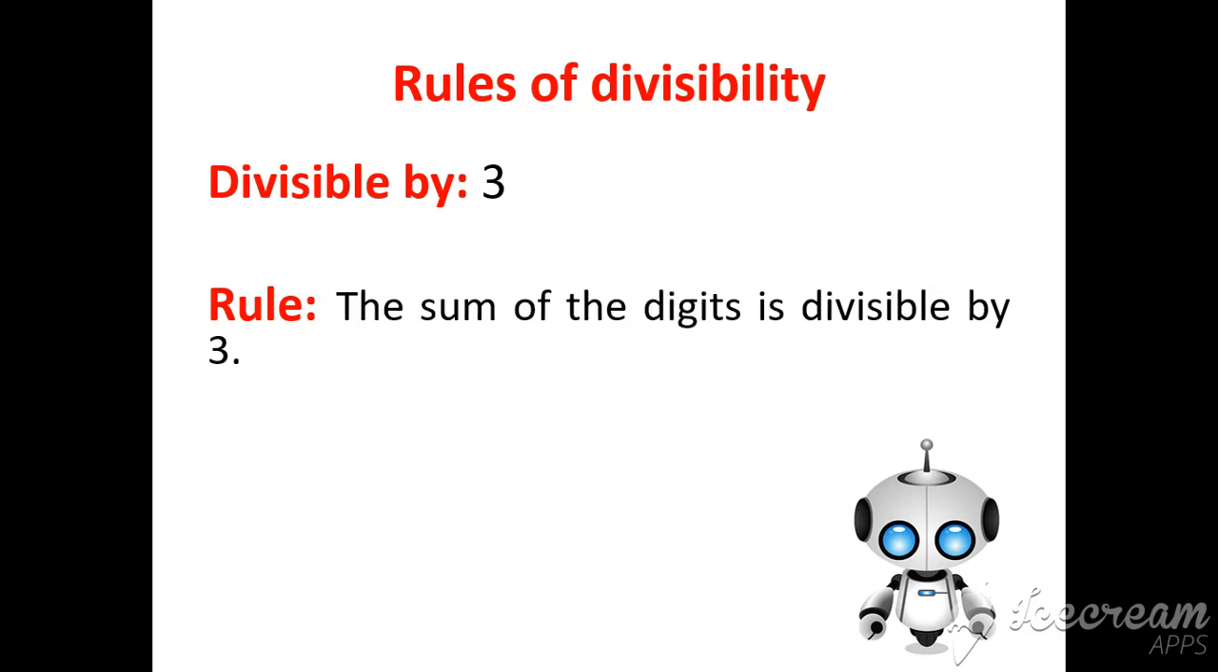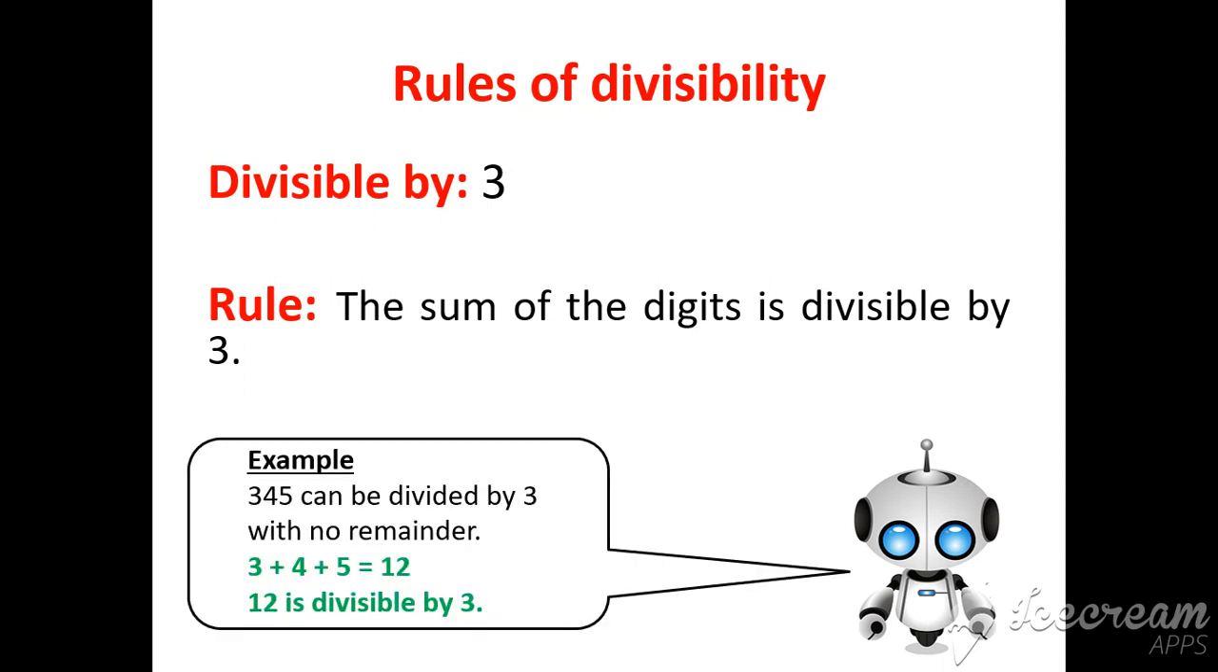All right, stepping up to divisibility by 3. Can a number be divided by 3 evenly? Well, here's our rule. The sum of the digits has to be divisible by 3. Now, sum means to add up. So if I took this example of 345, this can be divided by 3 with no remainder. And the reason why is I've added up the digits. 3 plus 4 plus 5 is 12. And 12 can be divided evenly by 3. So 345 can be divided by 3.